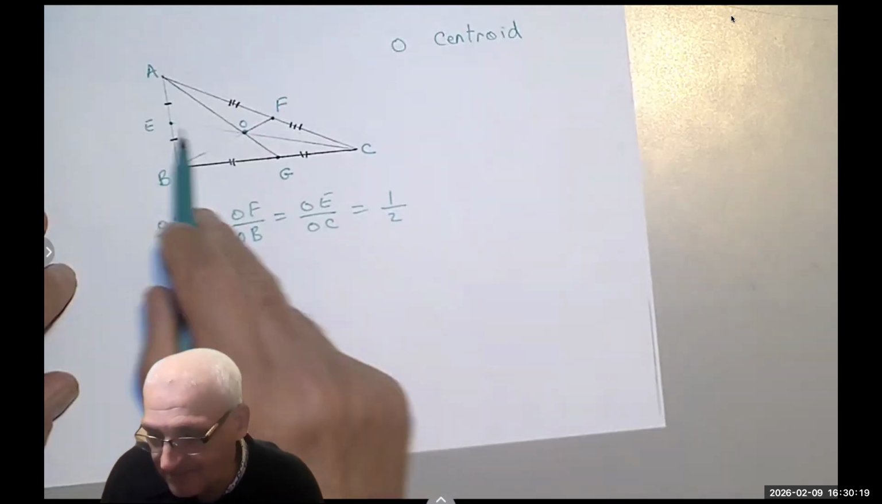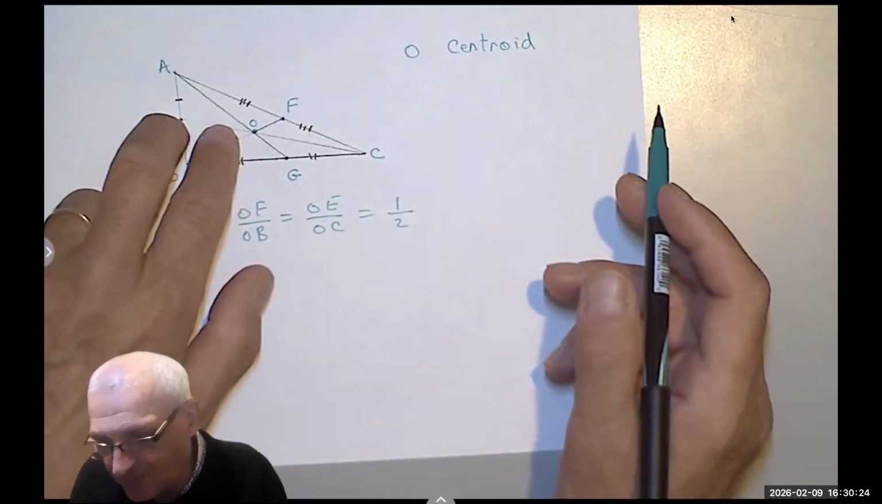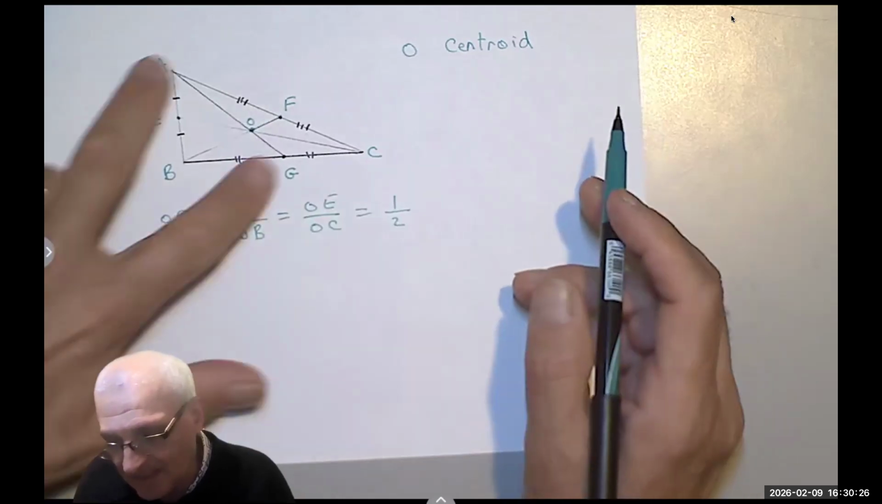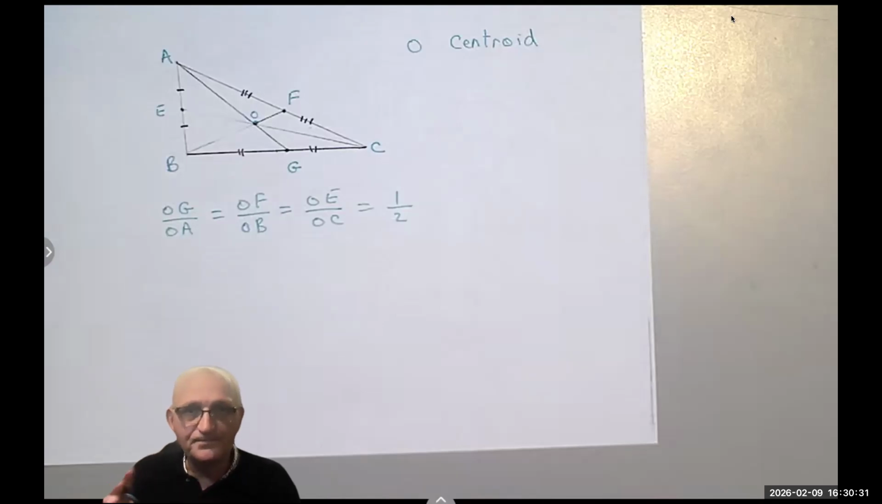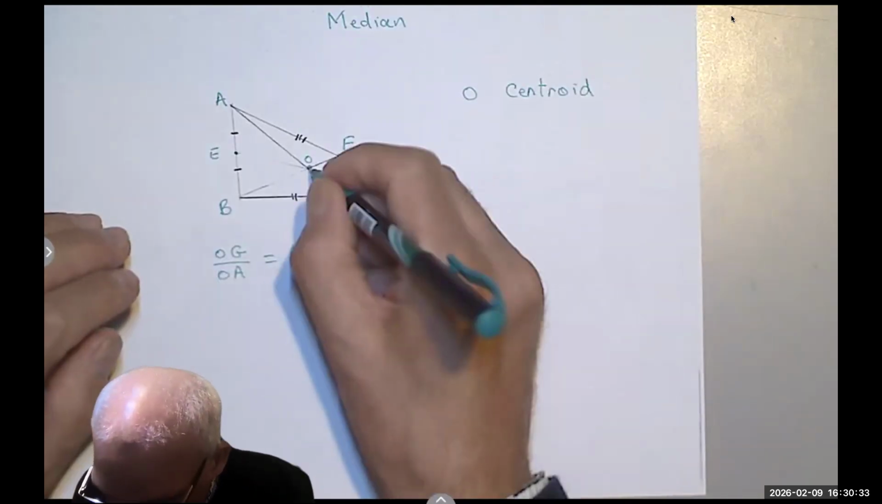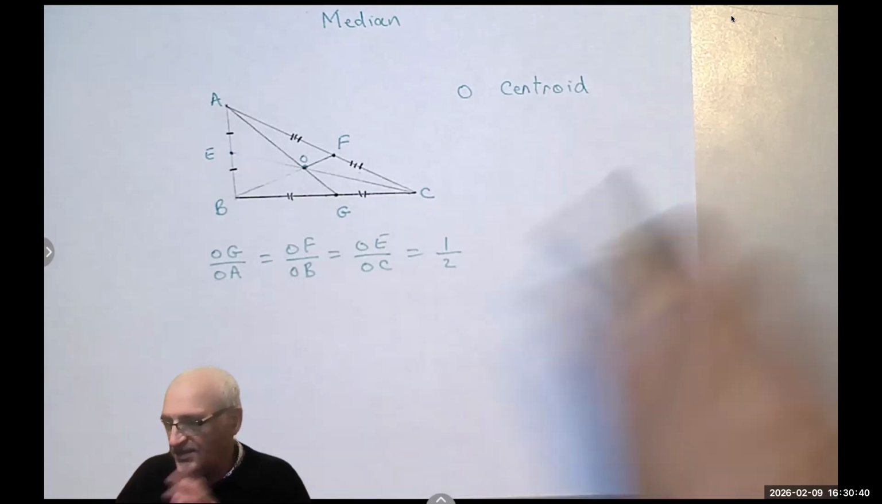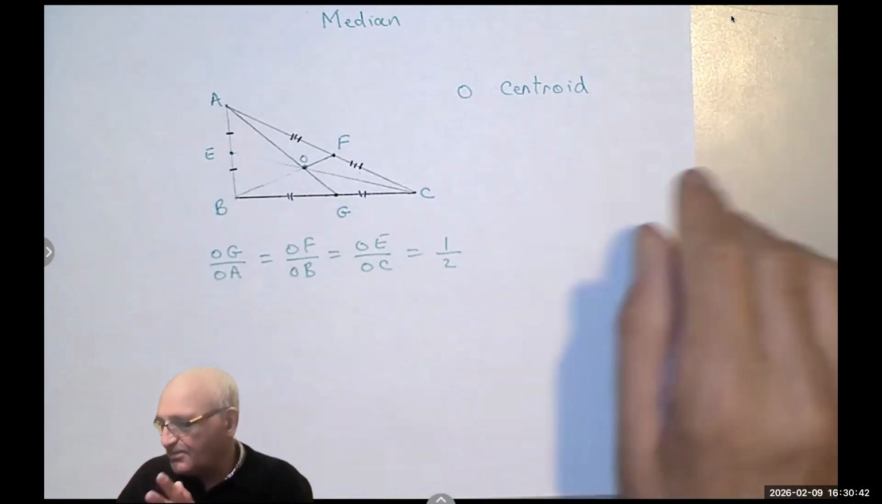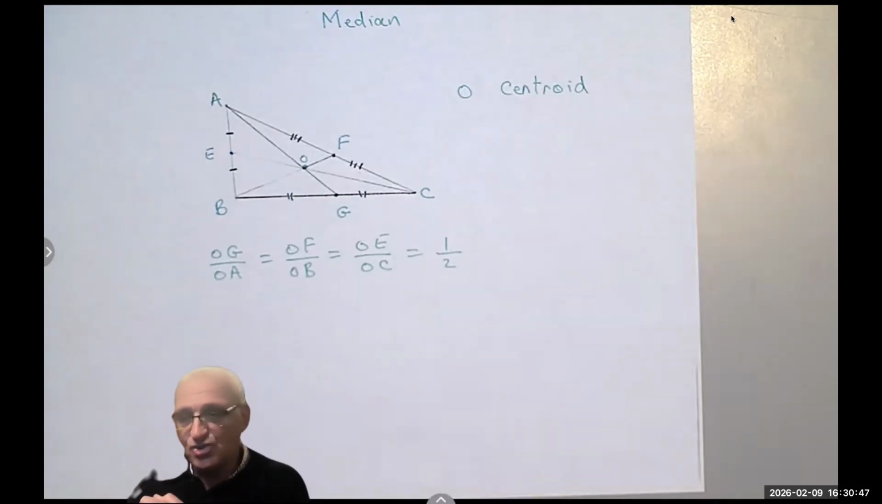So if that median length, say, is 9, it will be divided into 3 and 6. And so if that's 6, then this is 2 and 4. Ratio is 1 to 2. Okay? And that's called the centroid for any triangle. Again, as I said, there is a session, I think it's posted in the engineering portion, the course of statics, that shows you how to find the centroid of really any shape, so to speak.